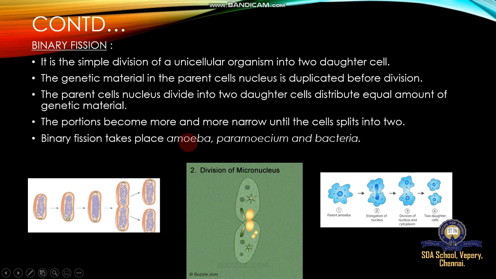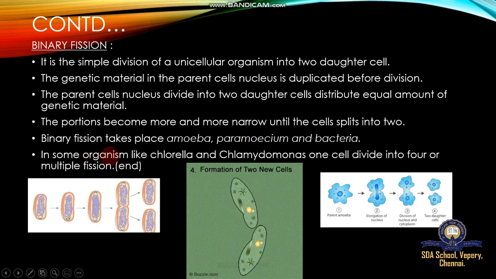Binary fission takes place in amoeba, paramecium and bacteria, three organisms. In some organisms like chlorella and chlamydomonas, one cell divides into four or more, called multiple fission. So there are two types of fission. Fission means division, whereas fusion means joining together, like male and female gametes fusing together. Here fission happens: binary fission and multiple fission.